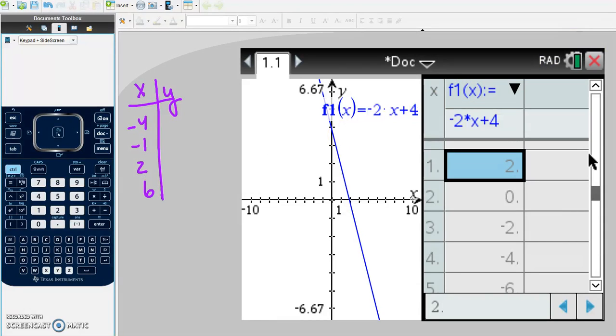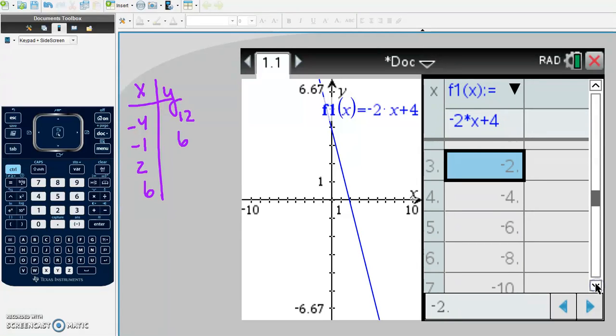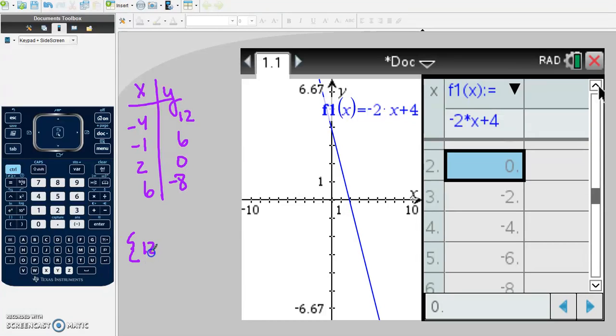So if I go over here and I arrow up, I can get to my -4, which is going to be +12. My -1 is going to be +6. And then I arrow down. I'm looking for my 2 and my 6. I can't get them both. Here we go. Okay, my 2 is going to be 0, and my 6 is way down here at -8. So I would write my answer like this, because that's how they gave me the domain values, in the braces. So I need to do the same thing for my range. So this would be my range values for number 38.